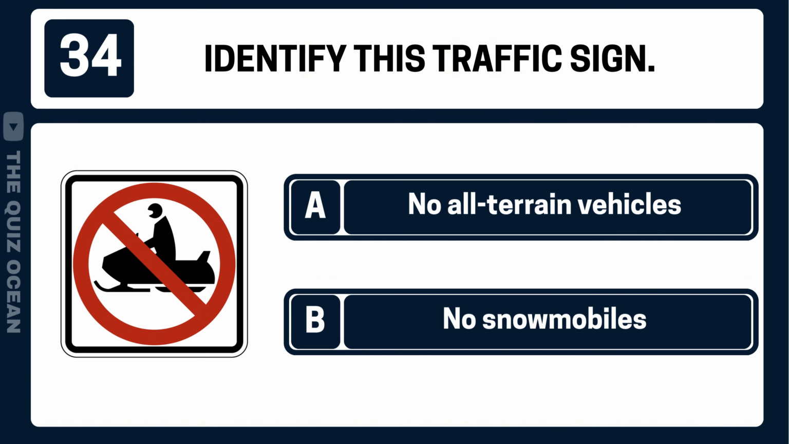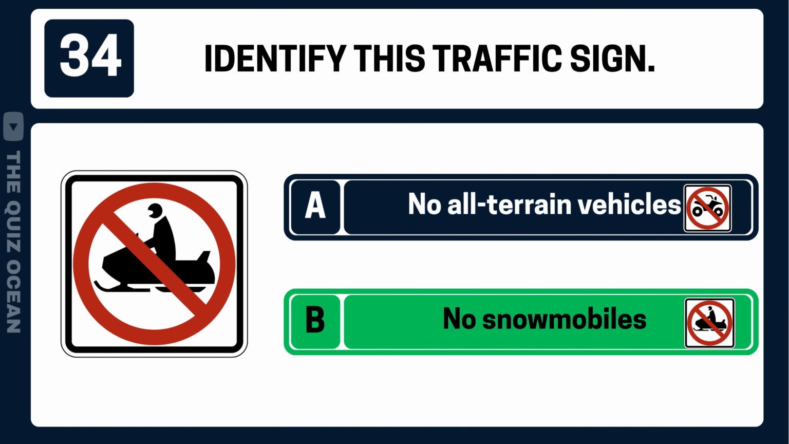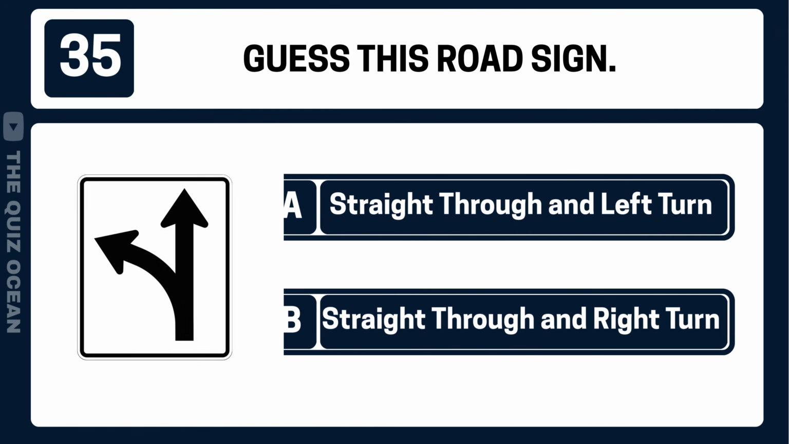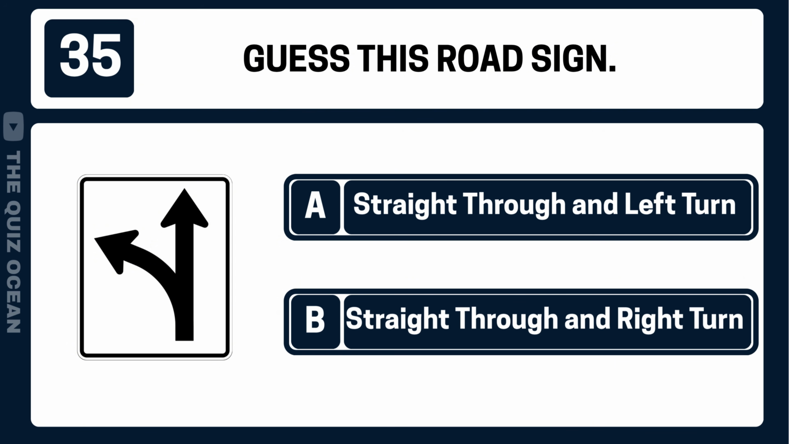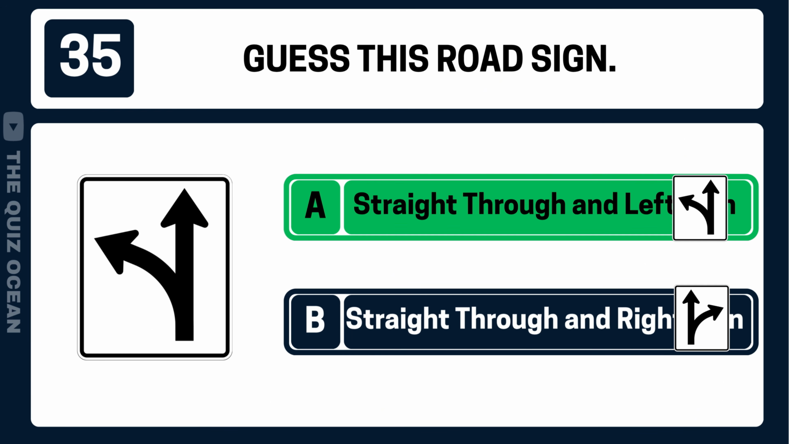Identify this traffic sign. A. No all-terrain vehicles. B. No snowmobiles. Good observation. It is the no snowmobile sign. Guess this road sign. A. Straight through and left turn. B. Straight through and right turn. Right. It is the straight through and left turn sign.